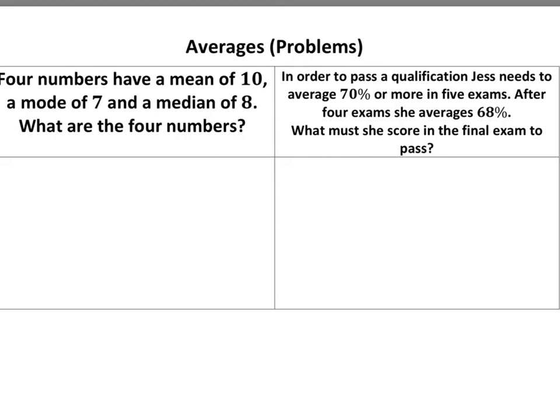Okay, so we're looking at this problem. We've got four numbers that have a mean of 10, a mode of 7 and a median of 8. What are the four numbers? So we've got to use our knowledge of averages to work this out.